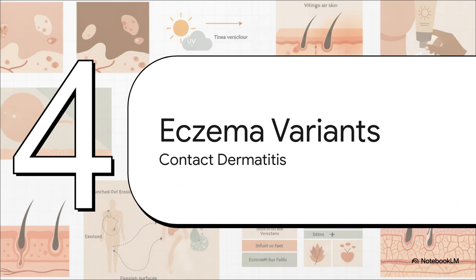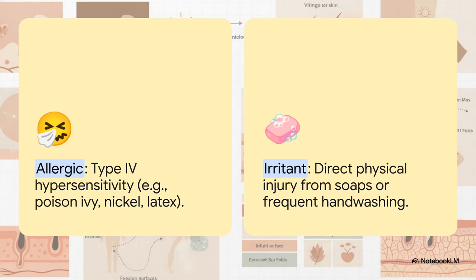Section 6. Eczema variants and contact dermatitis. Contact dermatitis splits into two entirely different pathophysiologic pathways. Allergic contact dermatitis is a type 4 cell-mediated delayed hypersensitivity reaction. Think poison ivy, oak, sumac, nickel, latex, rubber, leather dyes, or topical medications. It presents with well-demarcated erythema, papules, and vesicles exactly where the allergen contacted the skin.